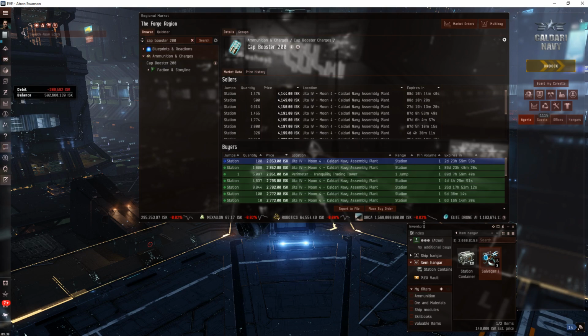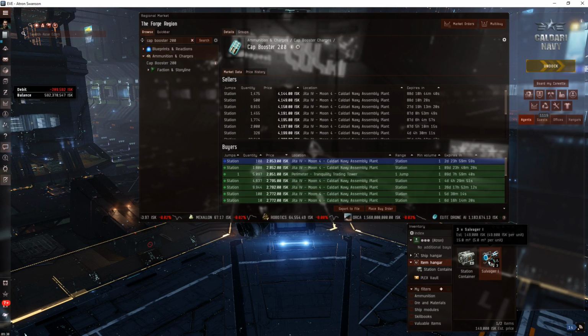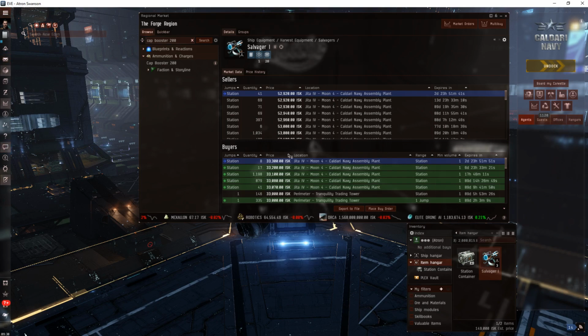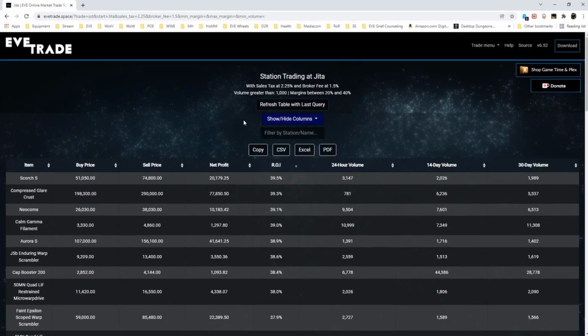Buy those in, and as they start coming in, let's say you have the salvagers I've been buying in. Let's view market details there. You can see that I've updated my order to be the best buy order and the best sell order. You can do that with any of these items from Eve Trade. Again, you can sort by return on investment, by different volume, different buy prices.